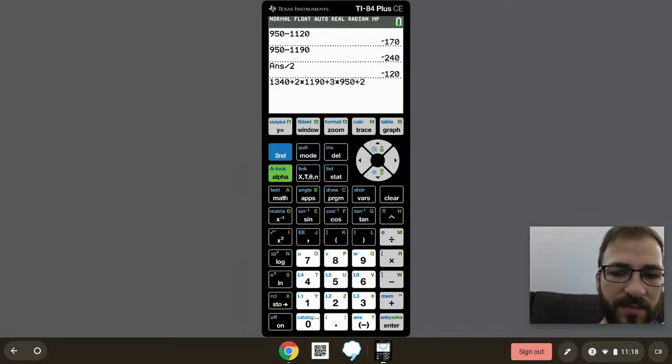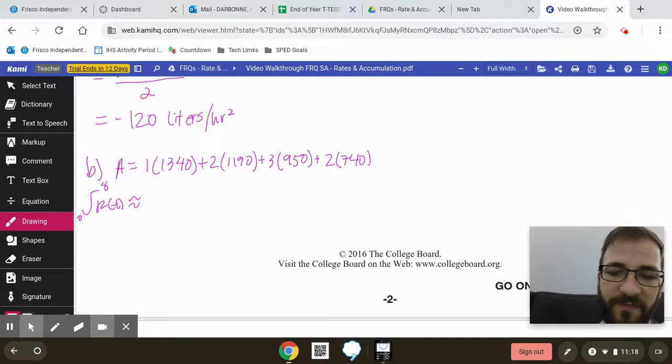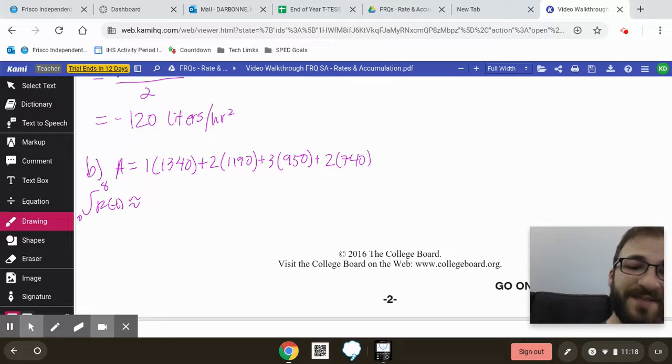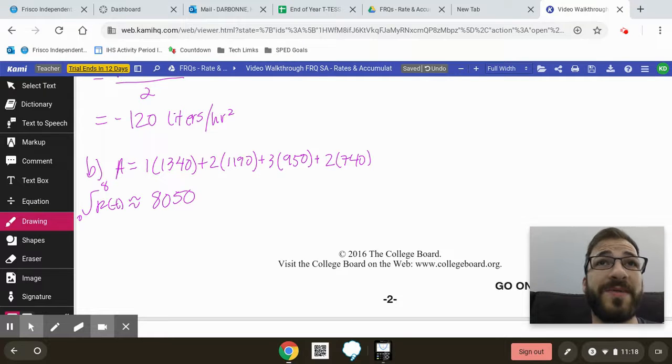Plus 2 times 740. There's where that 40 was coming from. And that gives us 8,050. And now, once again, talking about units. So we did the integral of r of t. R of t is liters per hour. The derivative of r of t is liters per hour squared, which means the integral of r of t, we're going from velocity, our first derivative, to our original function. So it's just going to be an amount. So this should just be liters.